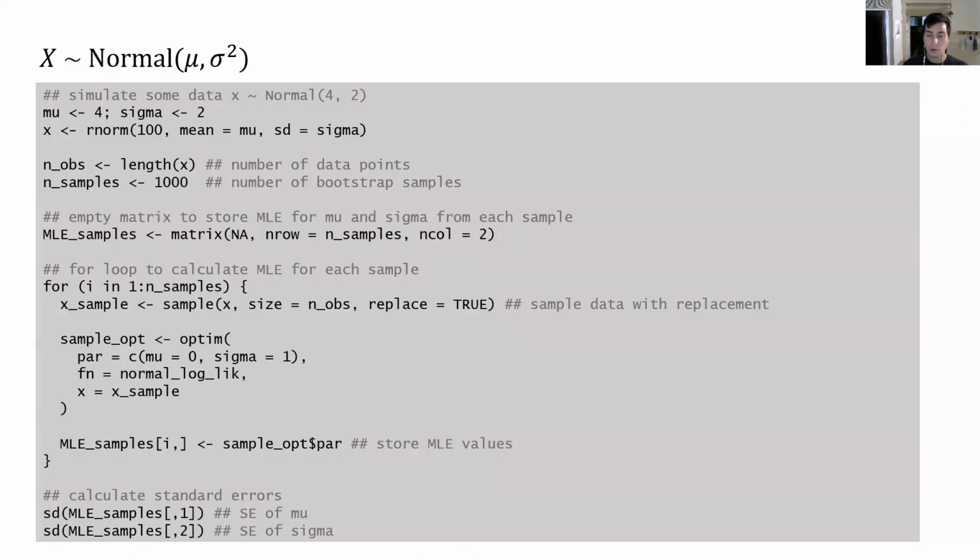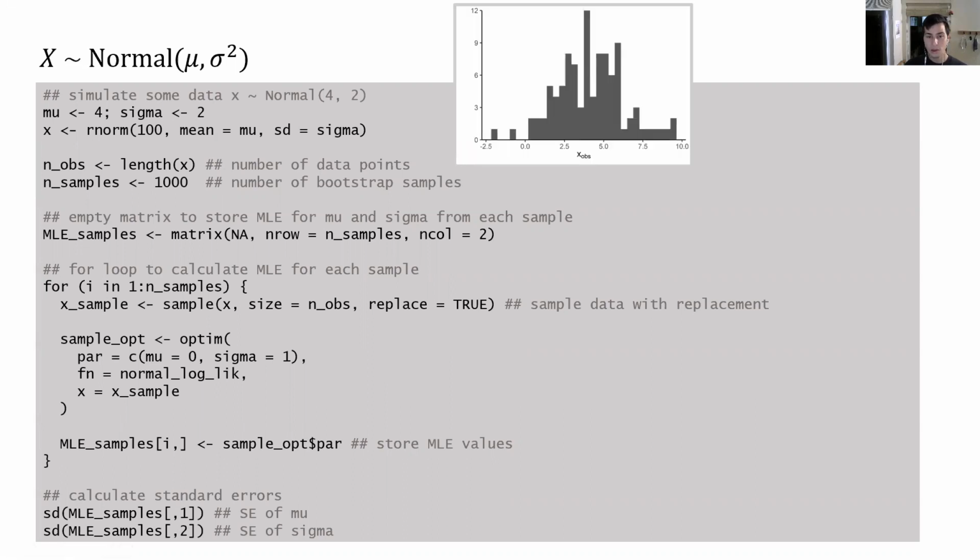Let's go through how to run a bootstrap in R from scratch. There are packages which make this a lot easier, but all of them are just going to be basically doing this under the hood. So as before, we simulate 100 random data points from a normal distribution with mean mu equals 4 and standard deviation sigma equals 2. Here's what these data look like when I ran this. Let's define a variable, n_obs, which is the number of observations, and another variable, n_samples, which is the number of bootstrap samples we'll take. Here I did 1,000, but you'll usually want to run a lot more.